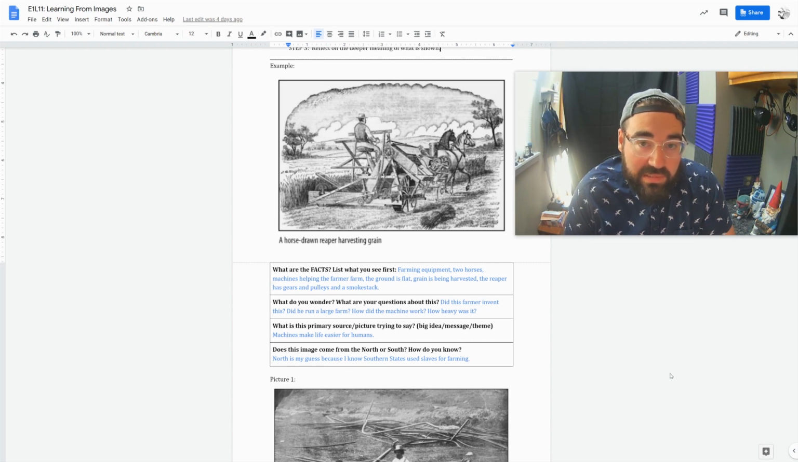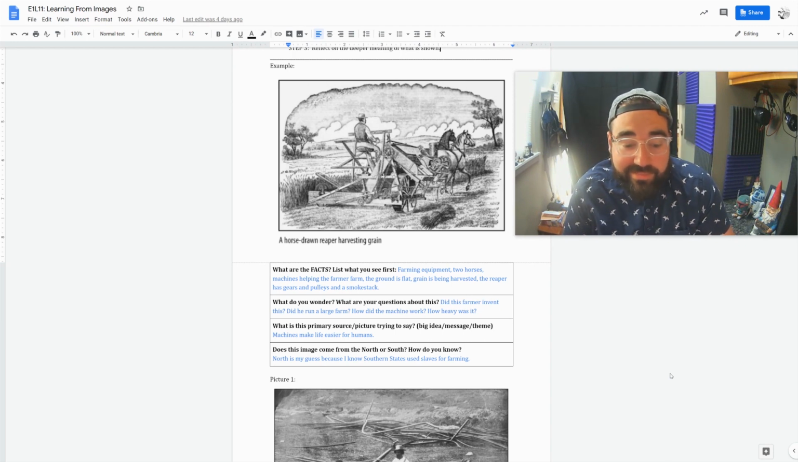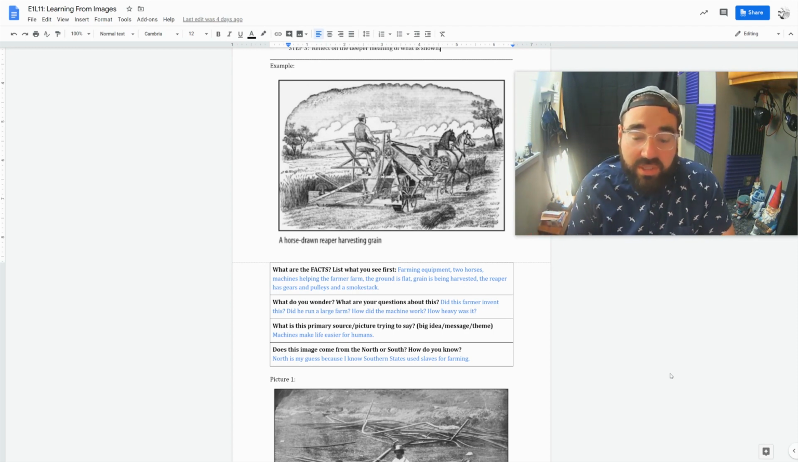gears and maybe some chains on it. There's a guy sitting in it, almost like we would normally see someone driving a tractor. There are wheels on it. There you go. So, what are the facts? List what you see first. So, all those things I just said are what I saw first, and that's what I would write there.